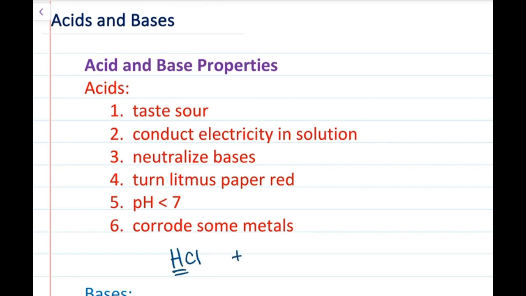And if you react it with zinc, you should get a reaction because zinc is above hydrogen on the activity series. And so when we say that hydrochloric acid corrodes zinc, what we really mean is that the zinc replaces the hydrogen and gives you aqueous zinc chloride and leaves you with hydrogen gas as well. And then of course we'd have to balance, which I think is just a 2 in front of HCl.